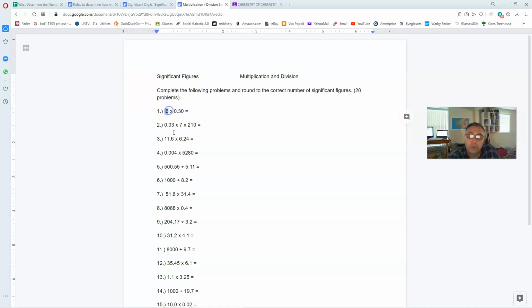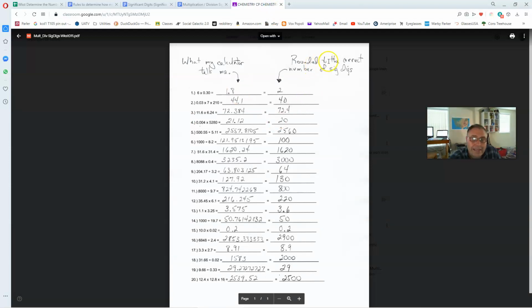So the 6 is 1 sig dig. The 0.30 is 2 sig digs. So my answer will have only 1 sig dig. So I'm going to have to take the 1.8.